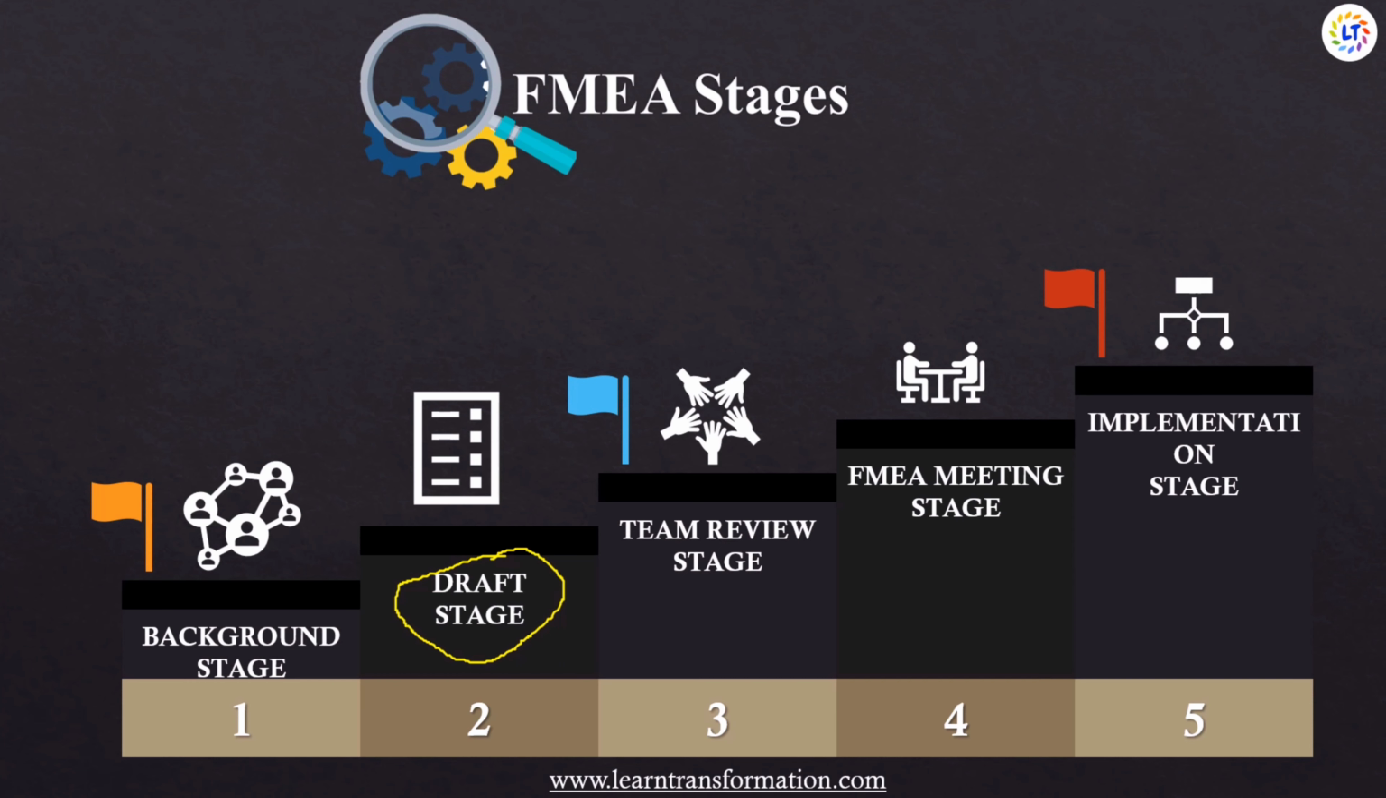The third stage is the team review stage. In this stage, the team members review the draft FMEA form and identify additional failure modes, effects, causes, or controls, and provide preliminary rankings for severity, occurrence, and detection. Team members submit their drafts to the team leader. The team leader then adds the team's comments to the original form and creates a composite FMEA, and composite copies are distributed to the team members for their review.